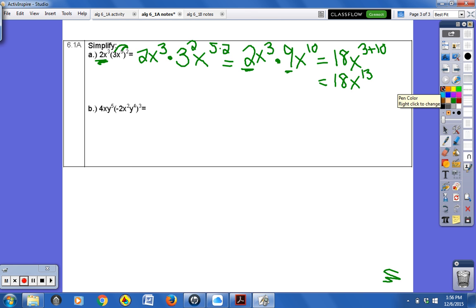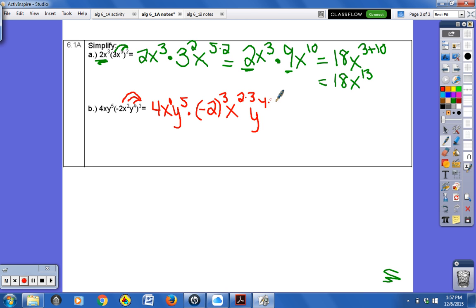Okay, so our next problem, we're doing the same idea. We're going to go ahead and distribute this exponent first. So the 3 goes to the -2, to the x, and to the y. So this 4x, y to the 5th is chilling. I'm going to go ahead and put a 1 with that x so I don't forget that it actually does have an exponent. And that's going to be times, okay, we have a -2 to the 3rd power. And then we have an x to the 2 times 3, and then we have a y to the 4 times 3.